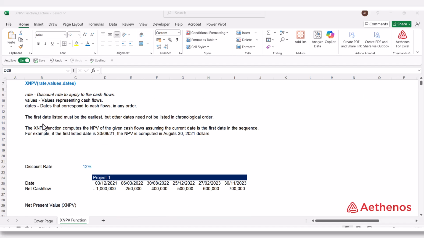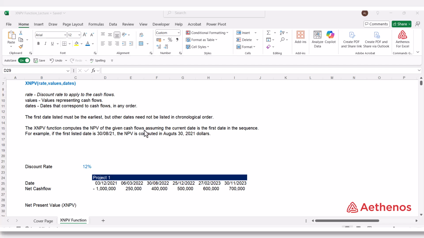So here we need to remember the cash flow dates. The first date listed must be the earliest. Other days can be not in chronological order, so they can be in random order, but the first date must be the earliest date.